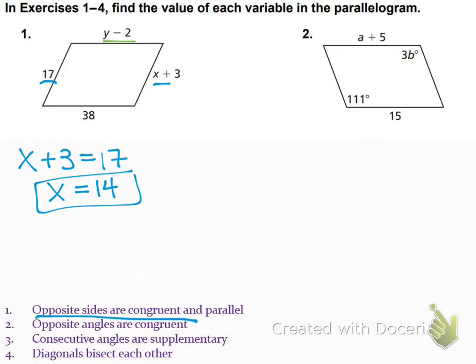All right, and then Y minus 2, is it a side, an angle, or a diagonal? It's a side again, so it's going to be congruent to the side it's opposite to. So Y minus 2 equals 38, so Y equals 40.